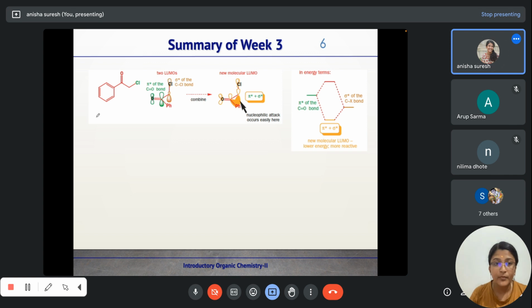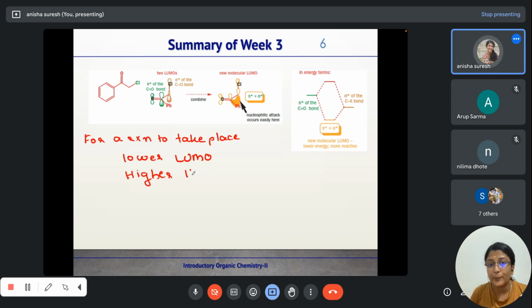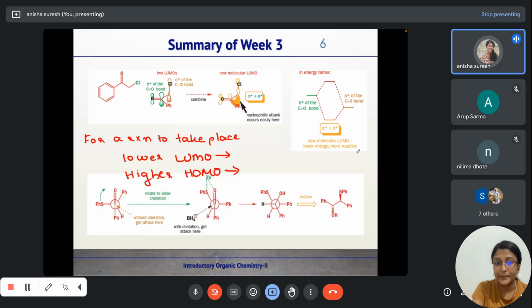For a reaction to take place, it should have a lower LUMO and a higher HOMO. LUMO means lowest unoccupied molecular orbital. HOMO means highest occupied molecular orbital. This is the electrophile in our case, so we will be considering the LUMO for the electrophile. Here the energy after combining will be lower for the LUMO, hence it will be more reactive.